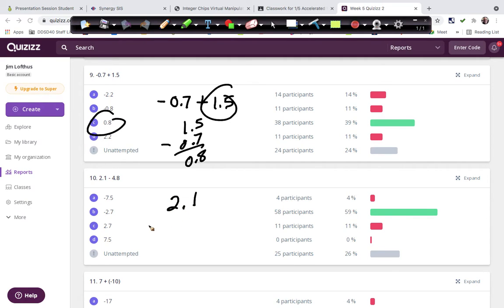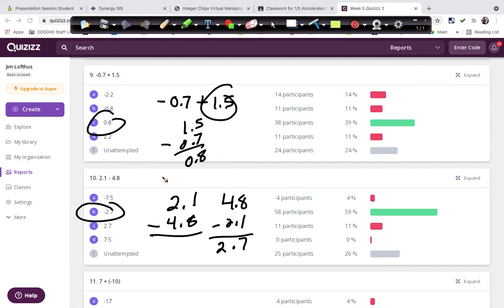2.1. Some people might do this, but you're going to be in trouble when you do this because you cannot take 4 from 2. So we have to do this: 4.8 minus 2.1. Find the difference, which is 2.7, and then it goes into the negative. The other way of doing this is 2.1 plus a negative 4.8. So we know that we're going to find the difference between 4.8 and 2.1 and then make it negative.